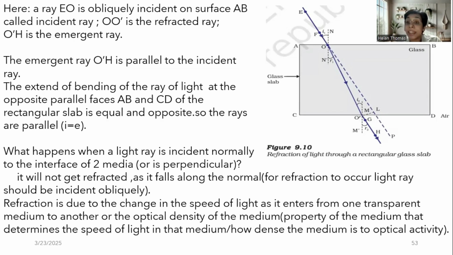When we talk about the refractive index, we are talking about one refractive index for a pair of media. It is a relative term. We represent the bending of the light ray for a particular color, a definitive color, and for a definitive pair of media.